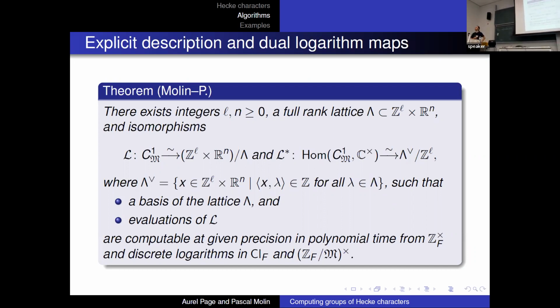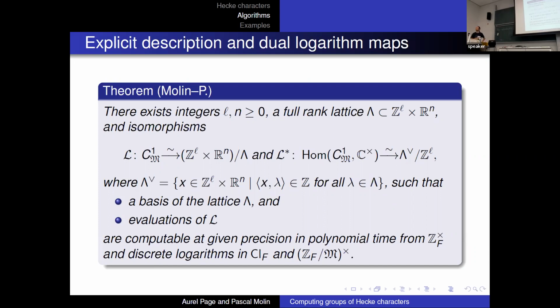When you say polynomial time, how are you measuring the input? What is the size of it? Okay, so I should repeat the question. The question is, what do I mean when I say polynomial time? So the input, I mean, the data of the units, the class group and its generators, is all part of the input. And there's also the precision that is part of the input. Does that answer your question?